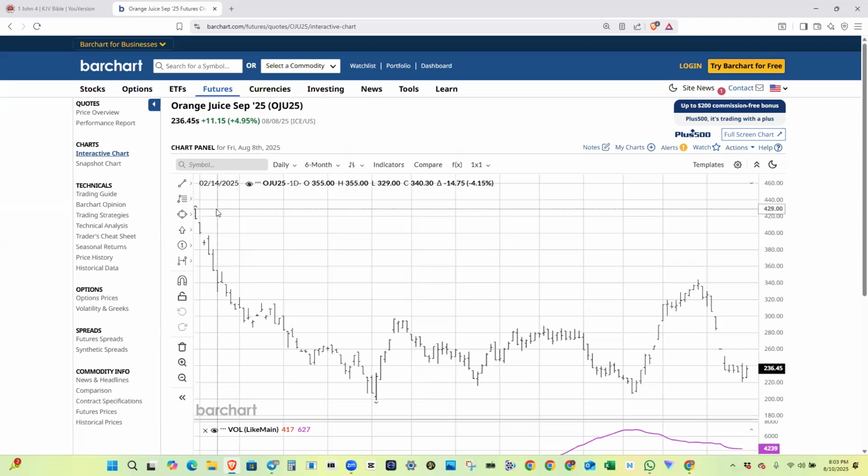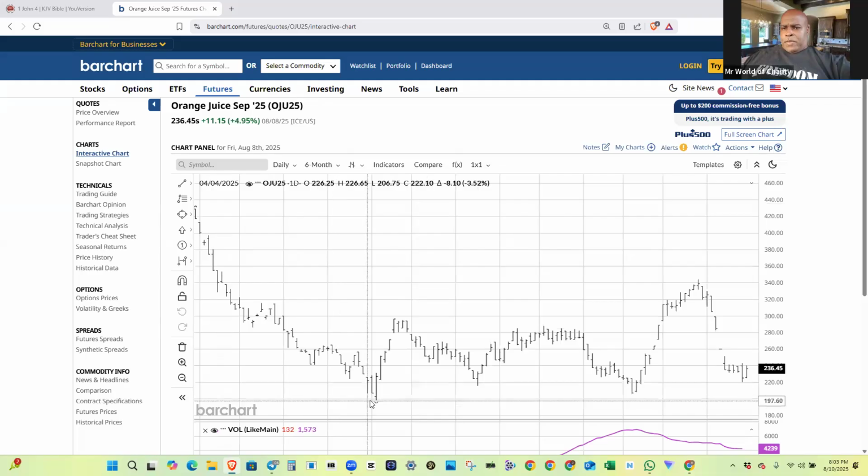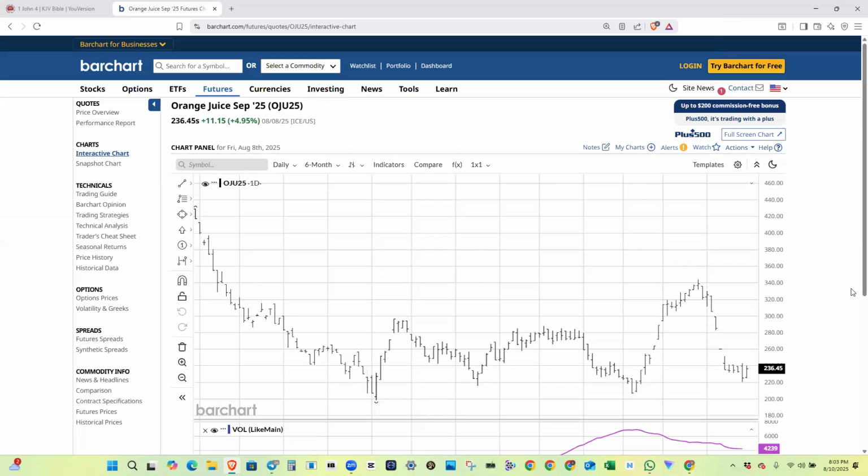Let's go 428. And what's our lowest price on the chart? 198, 197. Okay. So we add 428 and 197. What's our total? 625. Now what do we need to do next?